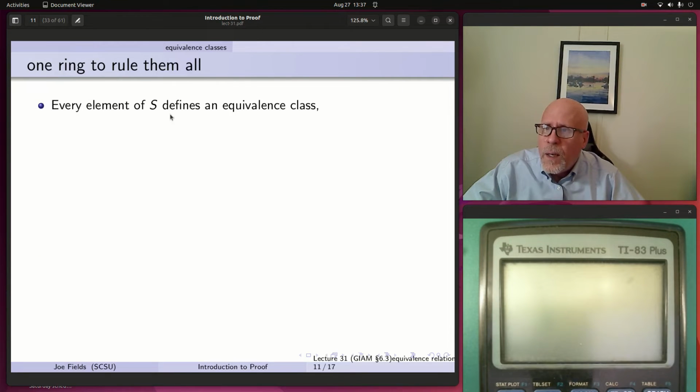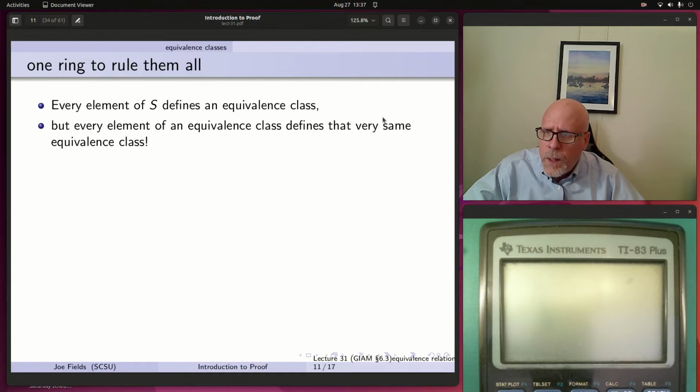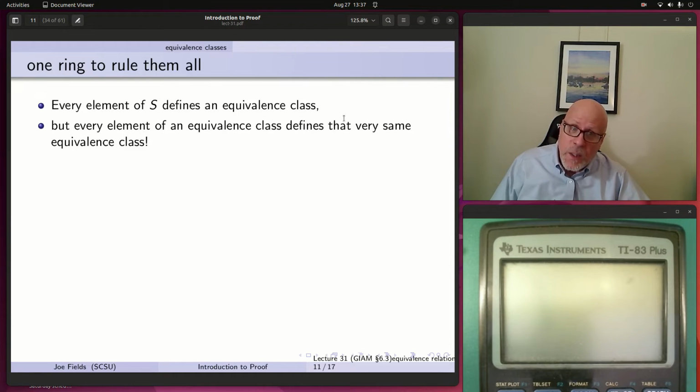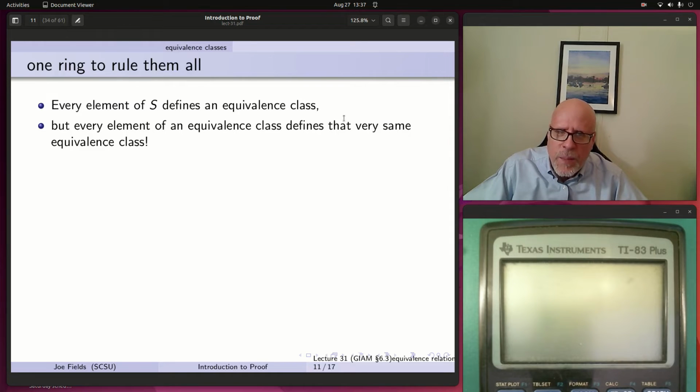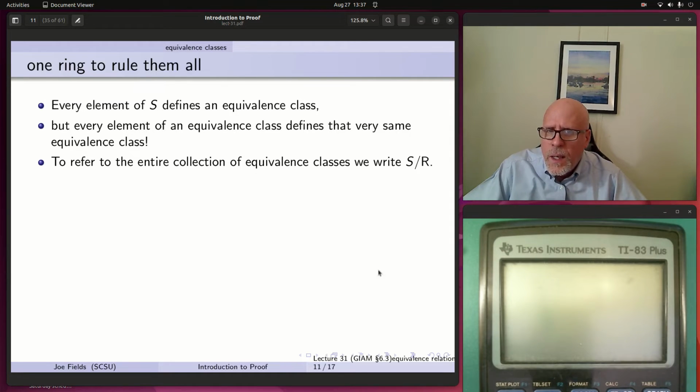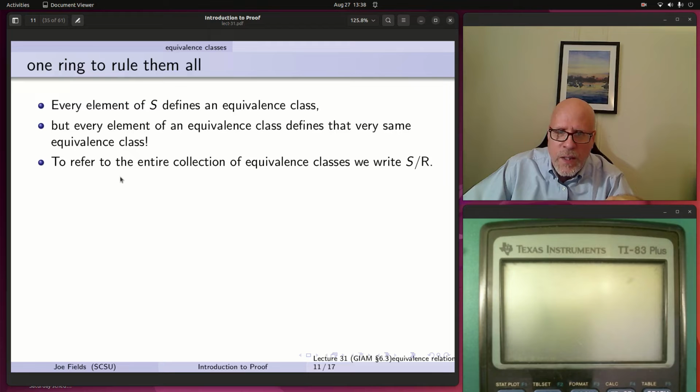Okay, so every element of S will define an equivalence class. This is true. But every element of an equivalence class defines the very same equivalence class. So maybe we should somehow make a standardized choice. Important point: I had that new notation, S mod R. This is read as S mod R, and that's the entire collection of all these sets that you get as equivalence classes.